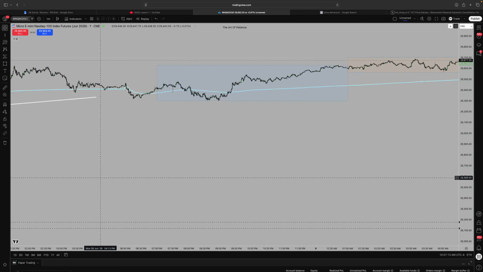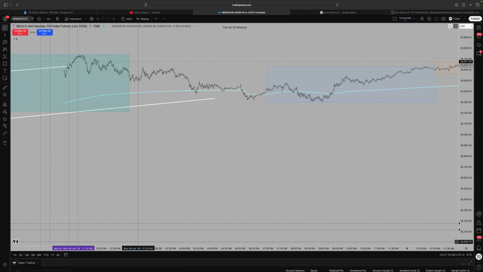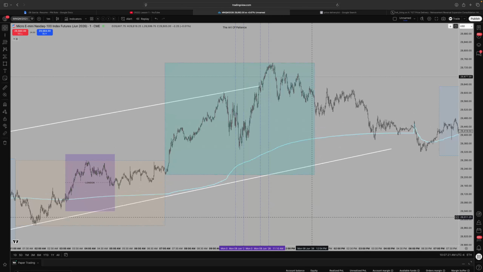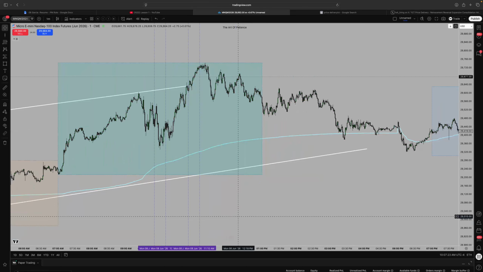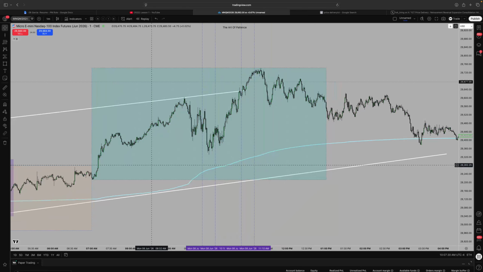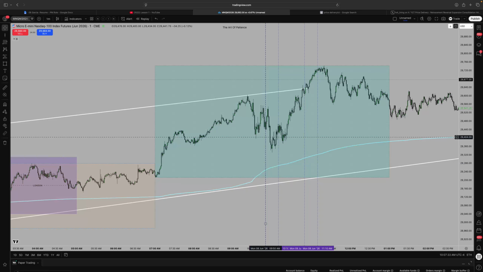Okay, almost there. All right, we finally made it. So here, within the macro, I don't like too much how this looks, but if we look at this side of the price action, we can see that price has been expanding up higher.